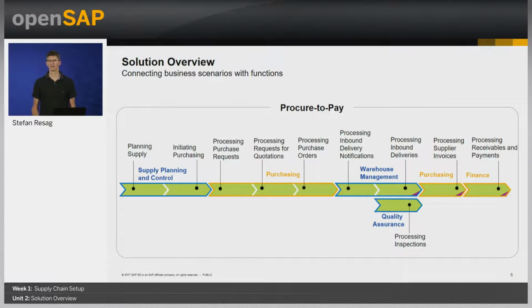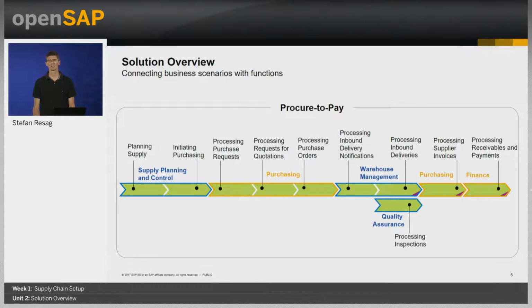Let us now bring both the scenarios and functional view together. Taking the procure-to-pay business scenario as an example, you see that you can map the process steps to the individual functional building blocks. To fulfill the complete scenario, functions from supply planning and control, purchasing, warehouse management, quality assurance, and finance are needed. In this course, we will mainly walk along the various business scenarios and highlight those functional aspects relevant for the respective scenarios.